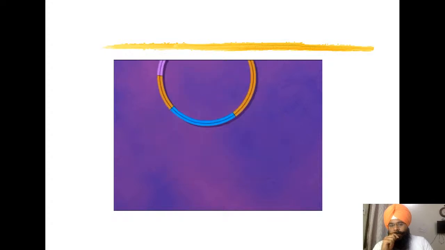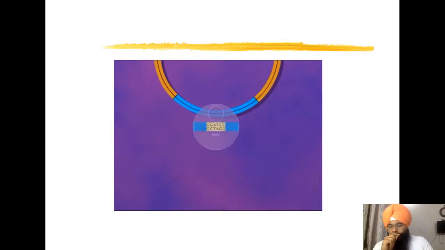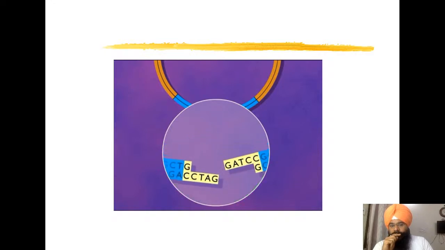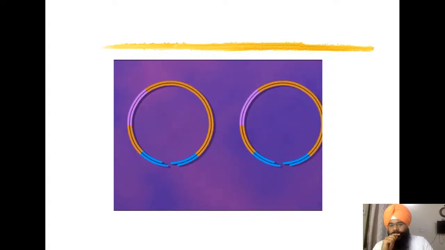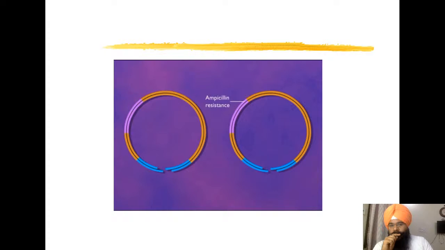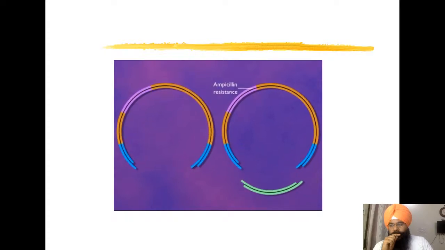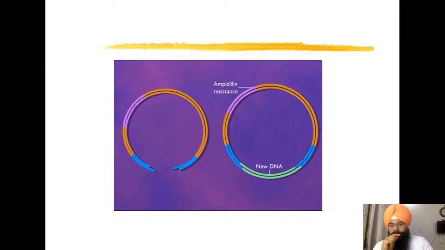Vectors must also have a small sequence of base pairs that can be recognized by a restriction enzyme. When this enzyme opens the circular plasmid, foreign DNA can be incorporated. When the plasmid vector and foreign DNA are both cut with the same restriction enzyme and mixed together, not all molecules will join to form recombinants. Some vector molecules will reanneal without incorporating foreign DNA.